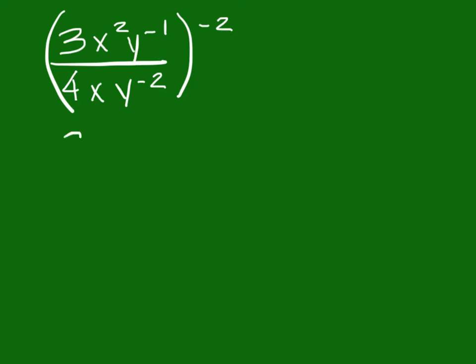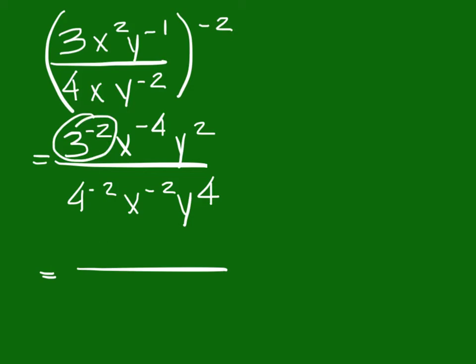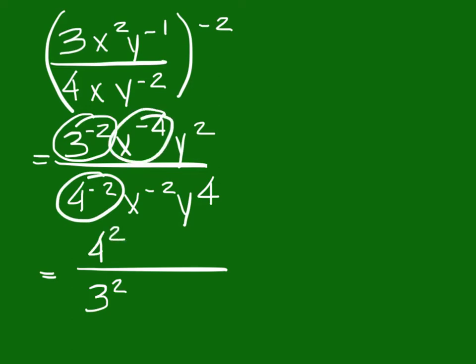Step 1 here is to multiply through by the -2 exponent to come up with 3 to the -2, x to the -4, and y squared over 4 to the -2, x to the -2, and y to the 4th. Now move your negative exponents where you must. This 3 to the -2 goes to the bottom and becomes 3 squared. This goes to the top and becomes 4 squared. The x's will trade positions, become positive, and the y's stay where they're at because their exponents are positive.